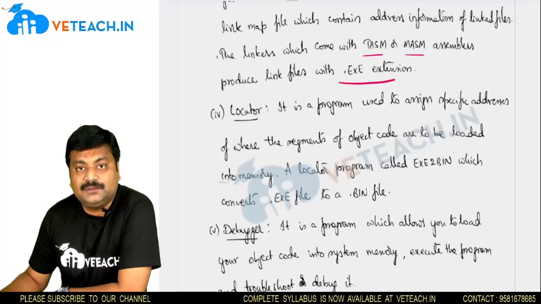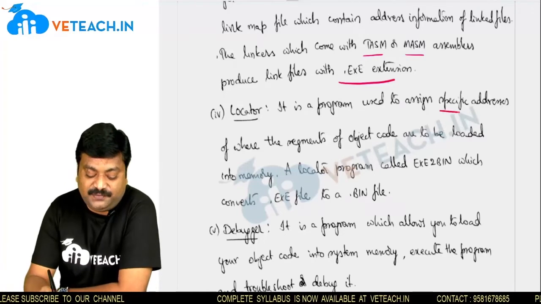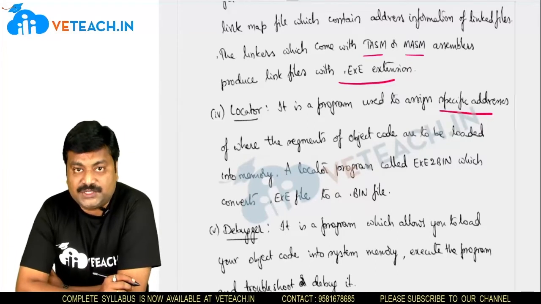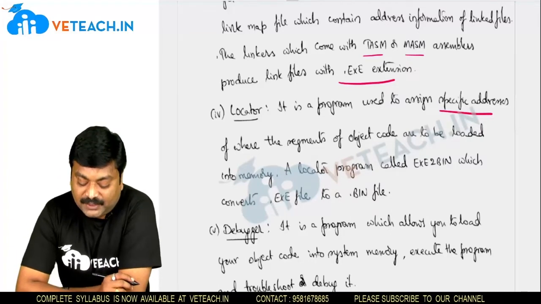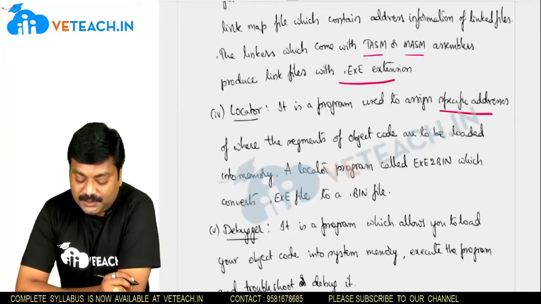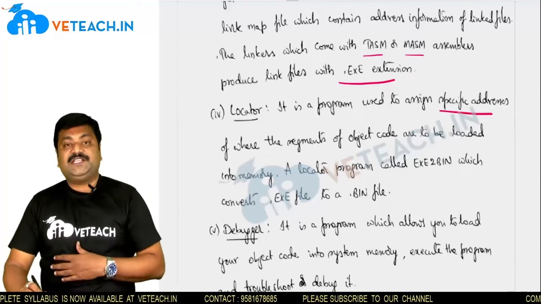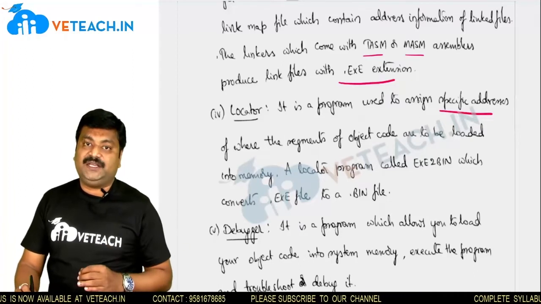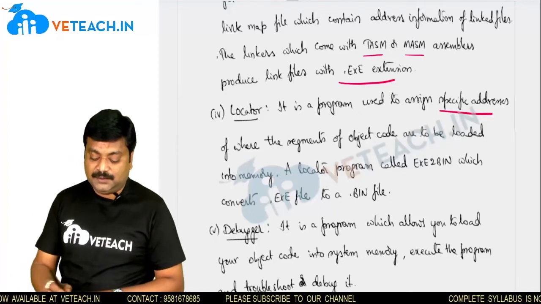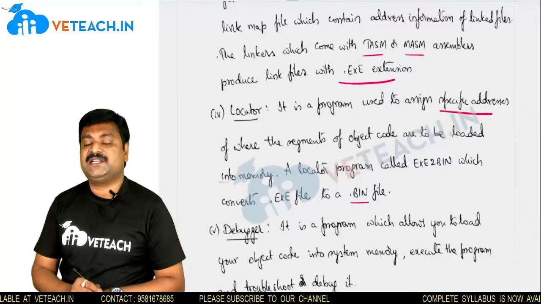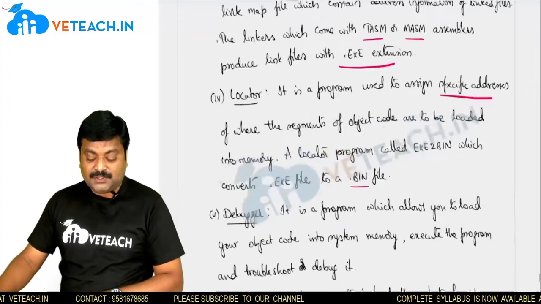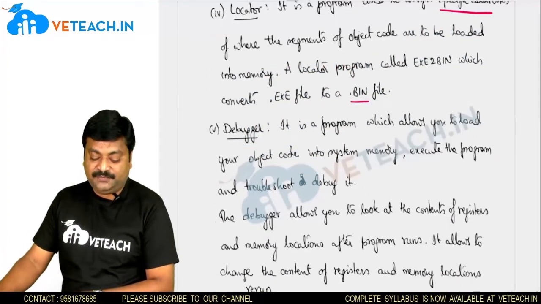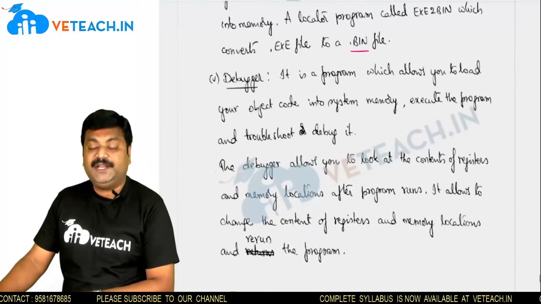locator is going to assign the specific addresses from where the object file is loaded into the memory, and the locator is called EXE to BIN, which converts the .exe file to a .bin file. So here .bin is nothing but a binary file. Once it is changed to a .bin file, we are moving on to the debugger.